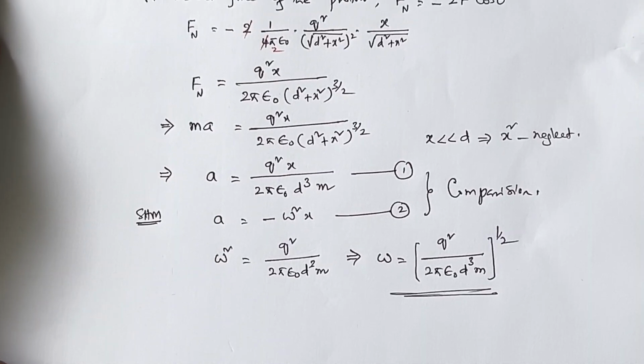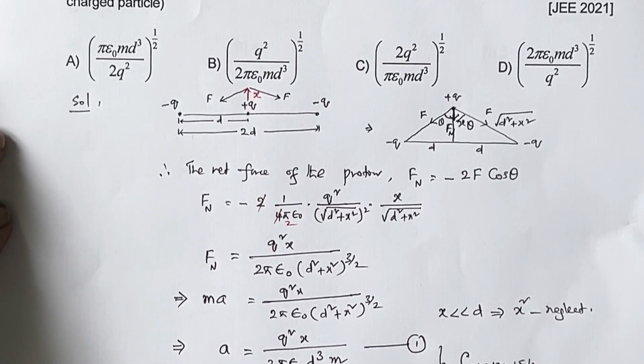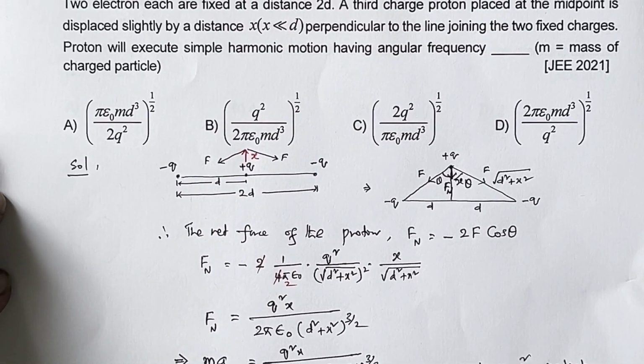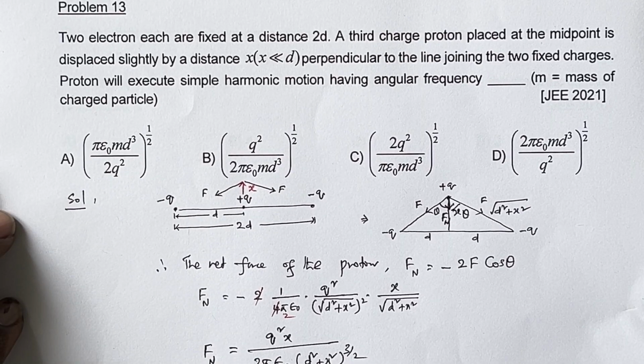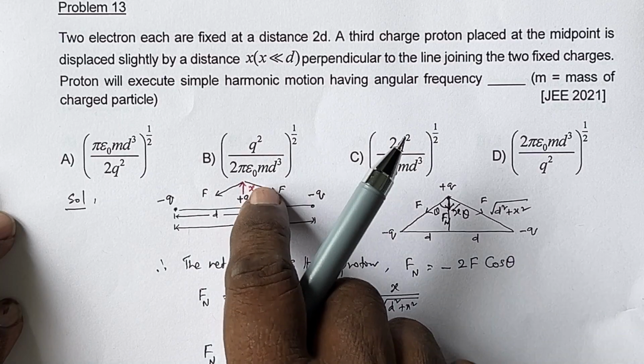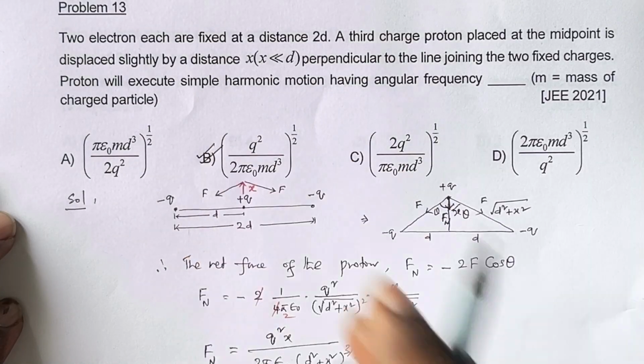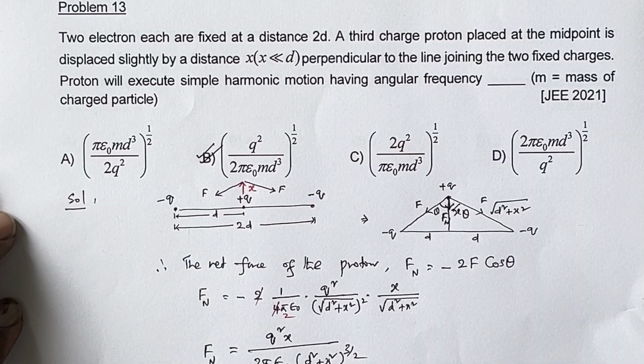So let us check which option is correct for this problem. q square by 2 pi epsilon naught d cube m. Yes, option B is the correct option.